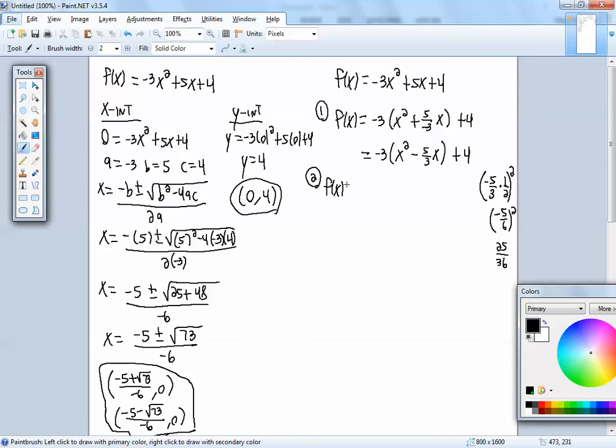So we'll have f of x equal to negative 3 times x squared minus 5/3 x plus 25 over 36 minus 25 over 36. You not only add it, you subtract it inside the parentheses. Plus 4. Now what we're accomplishing there is we're creating two groups. We're grouping these first three terms together and the last one by itself.